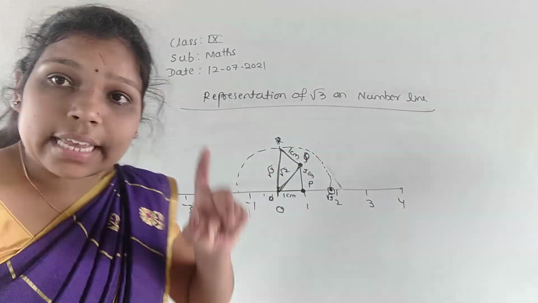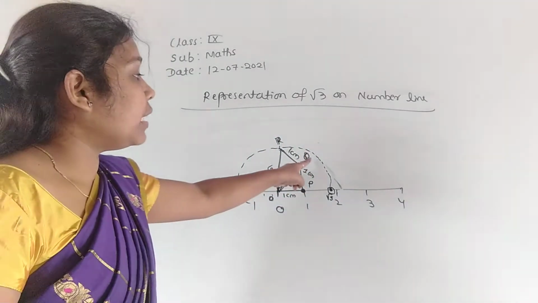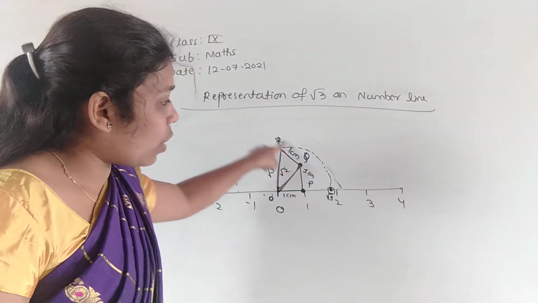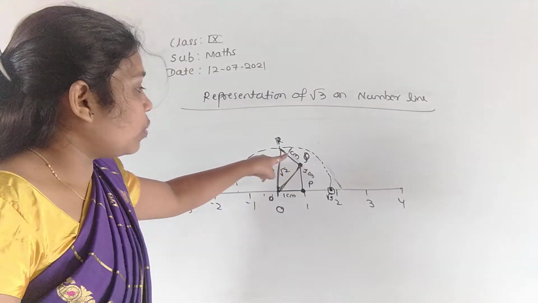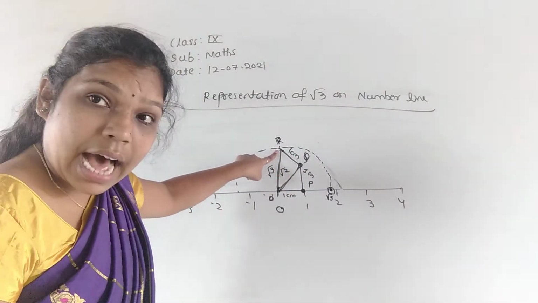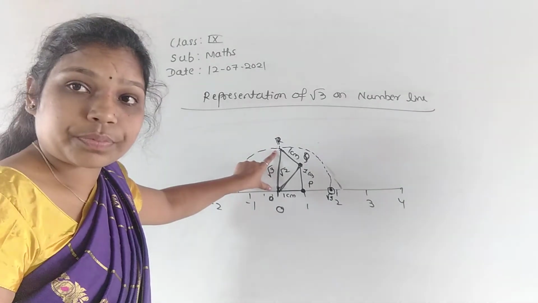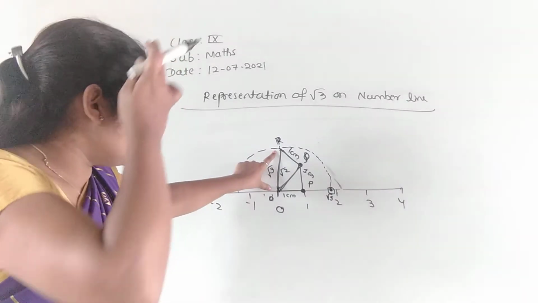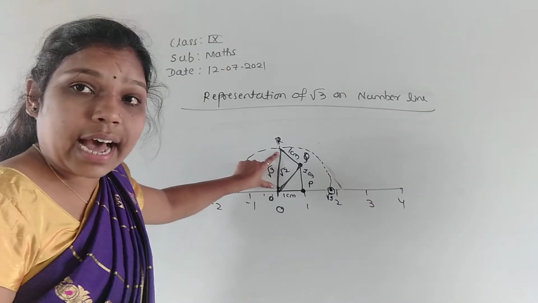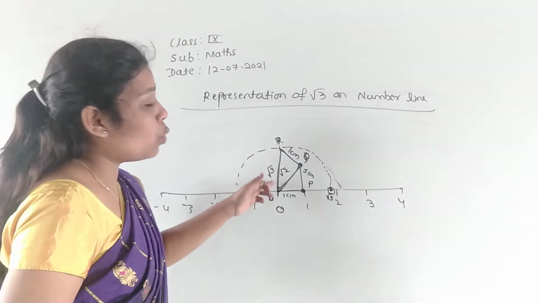Now again take a 1 centimeter distance from the Q point. That will be the point R now. So now join O and R. Getting what I am saying here? So join point O and R now. That will be root 3 now.